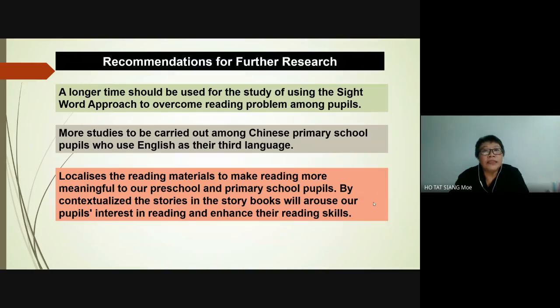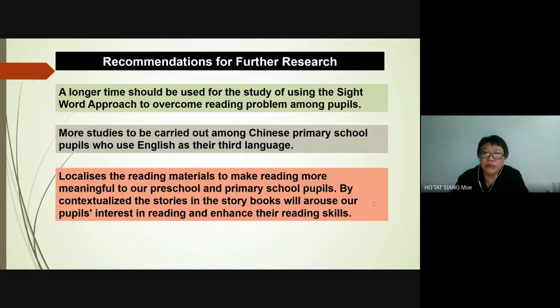Of course, a longer time should be used for the study of using the sight word approach to overcome reading problems among students, among pupils, and then more studies should be carried out among Chinese primary school pupils who use English as their third language. Localize the reading material. As I mentioned just now, the books that I used were from the Ladybird Readers series. They are actually very British.